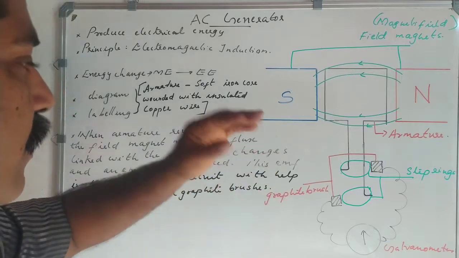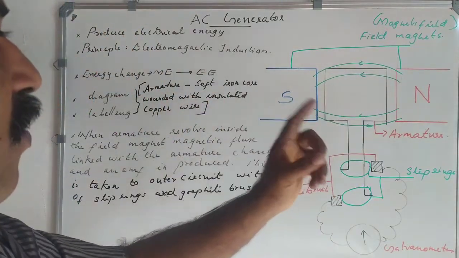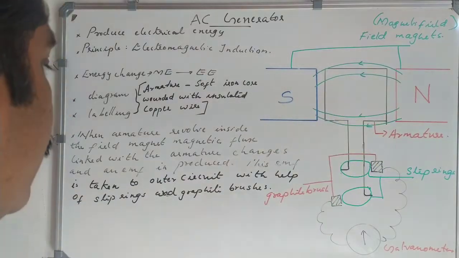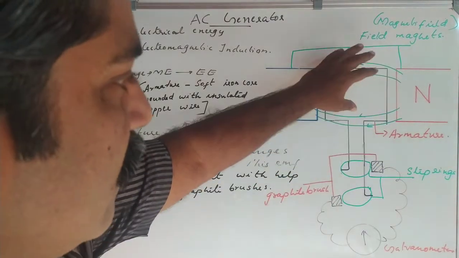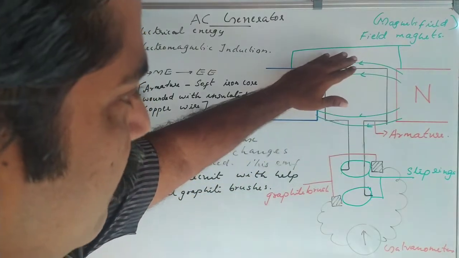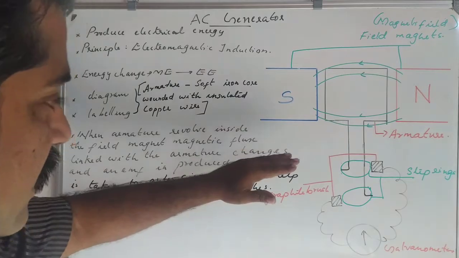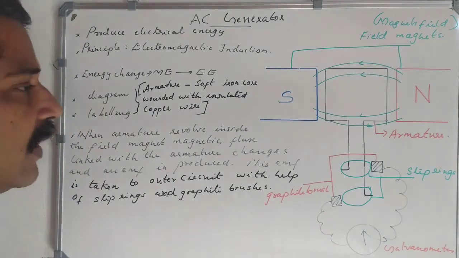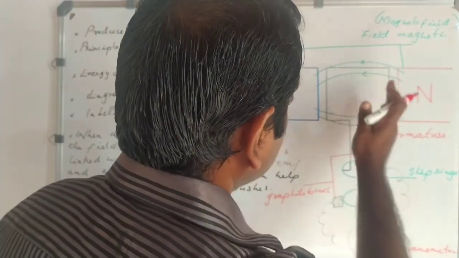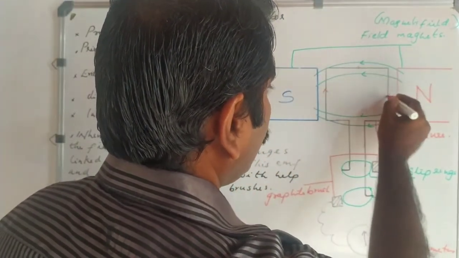So this is a simple process. When this armature revolves inside the field magnet, the magnetic flux linked with the armature changes and an EMF will be produced inside the armature. When the armature starts to revolve, an EMF will be produced.